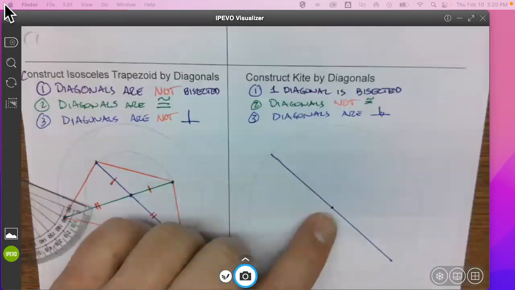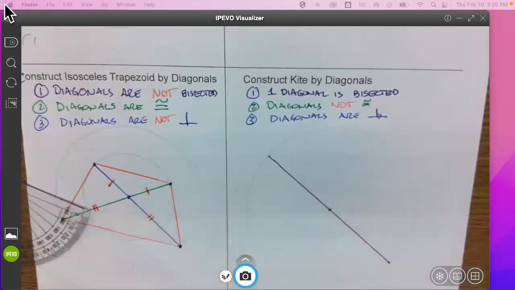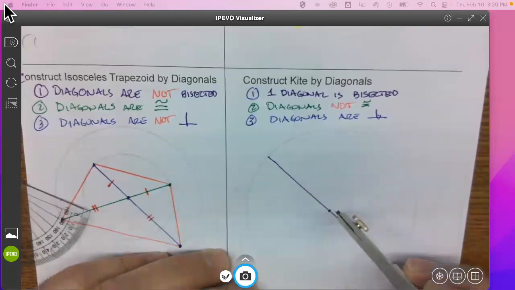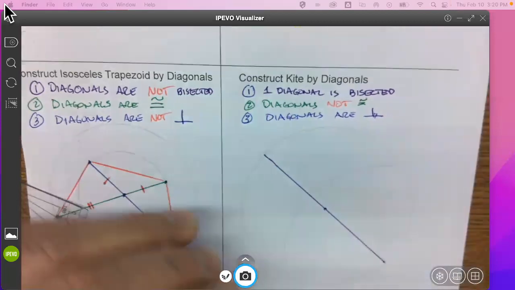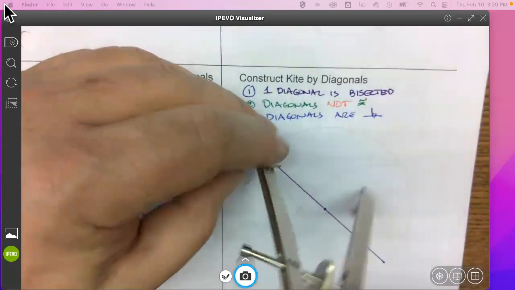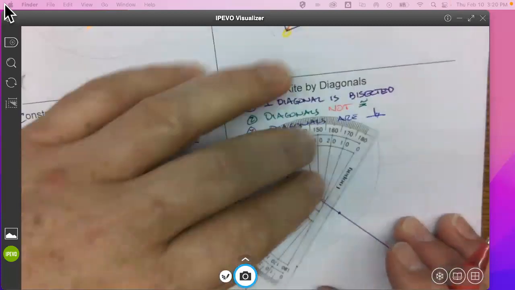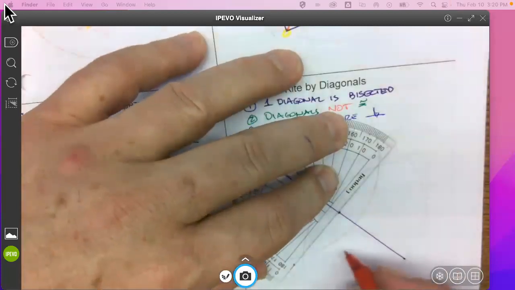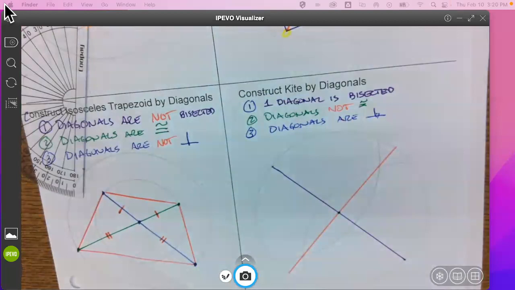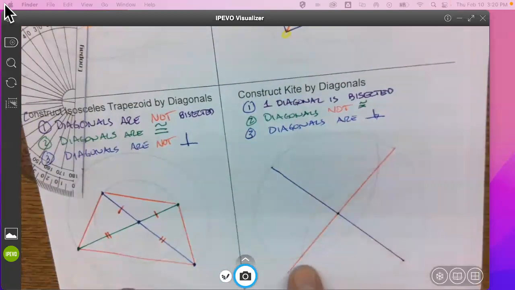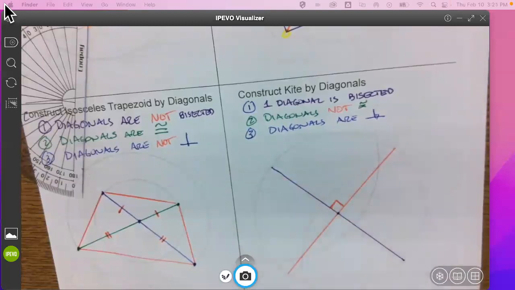The other one is perpendicular. And this one has to be bisected. So it has to go through this spot and be perpendicular. So I'm going to go from the end point here, more than halfway, the same distance. Now, if I go all the way to the end here, I'm going to create what shape? A square. I don't want a square.